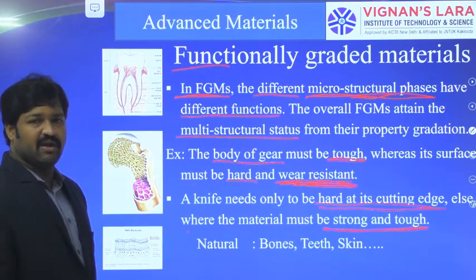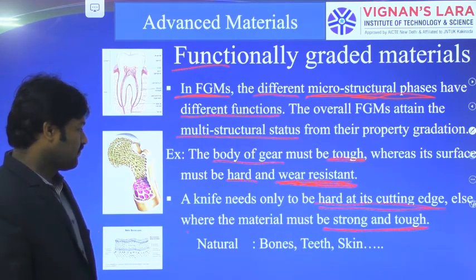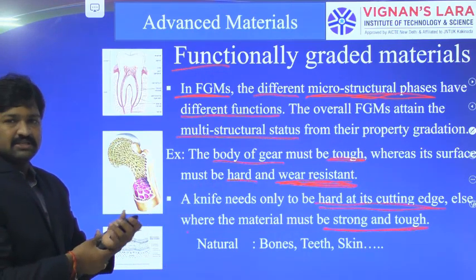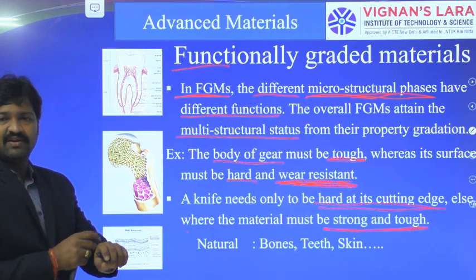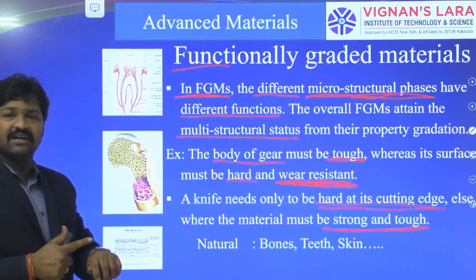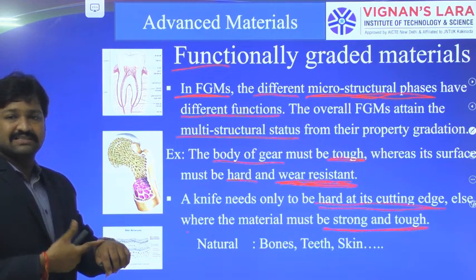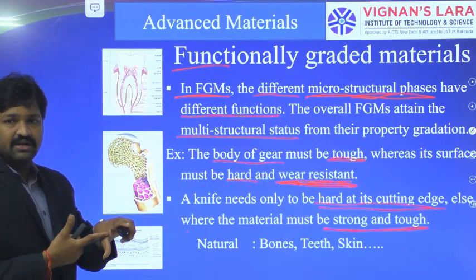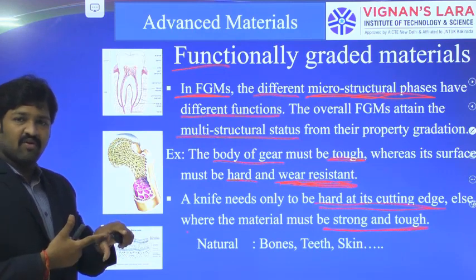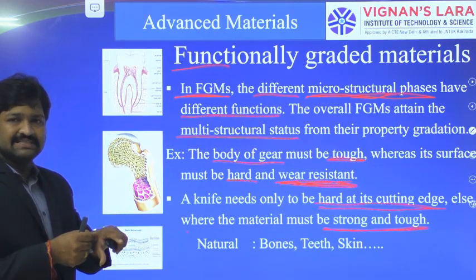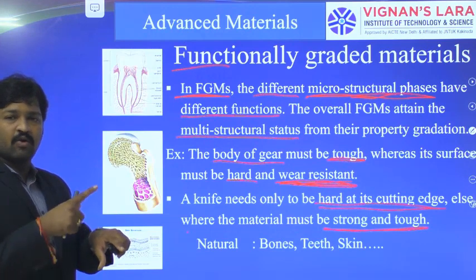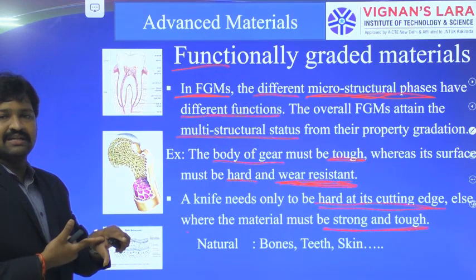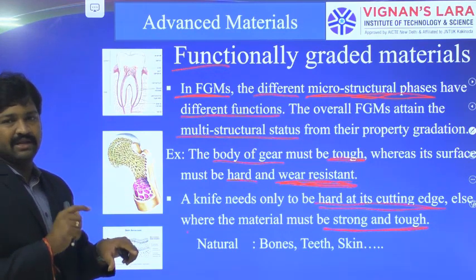Naturally available FGMs are bones, teeth and skin. Our skin has one property that lets it withstand exposure to sunlight or high temperatures. On the other side, the skin is supported by blood flow, veins and so on. So the skin has multiple purposes: on the outer side the functionality is different, and on the inner side the functionality is different. That is a naturally made functionally graded material.